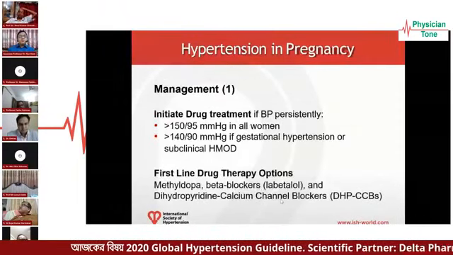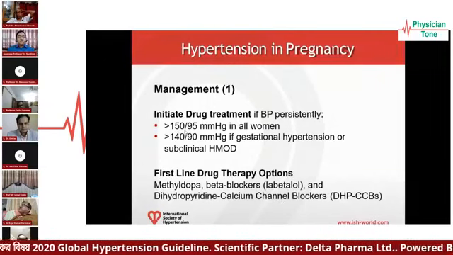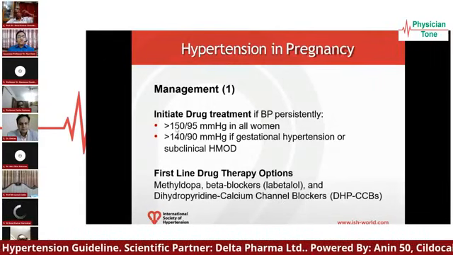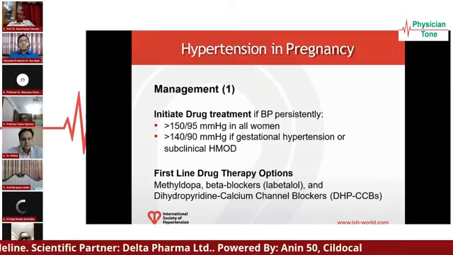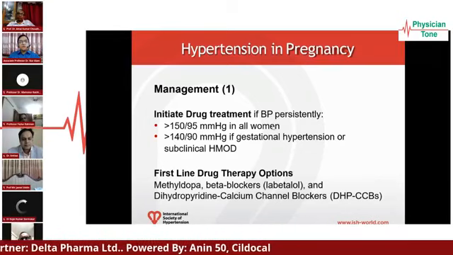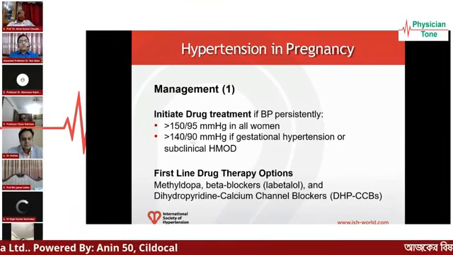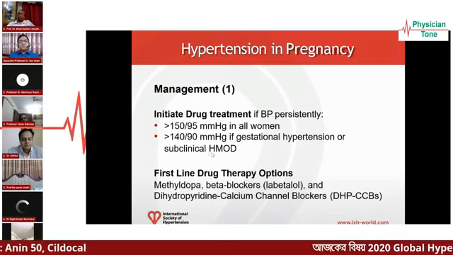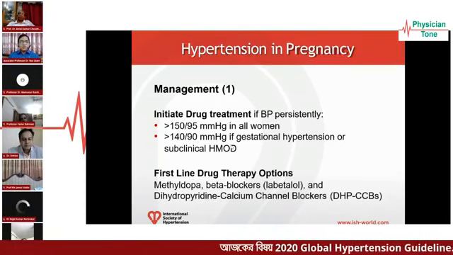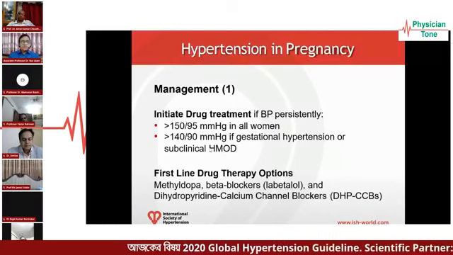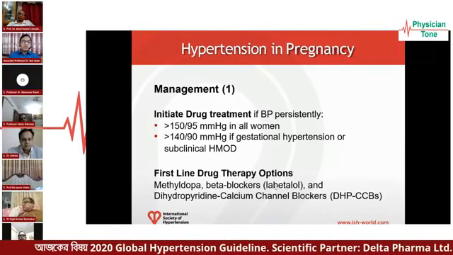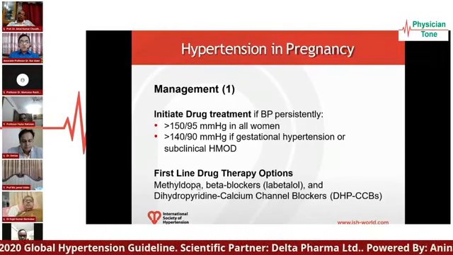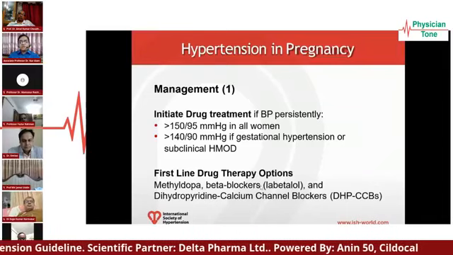Management of hypertension in pregnancy: we should treat hypertension of more than 150 over 90 millimeters of mercury in all women. And if more than 140 over 90 along with hypertension-mediated target organ damage, then we have to treat. What are the drugs we use in pregnant patients? Methyldopa, beta blockers, and dihydropyridine calcium channel blockers.